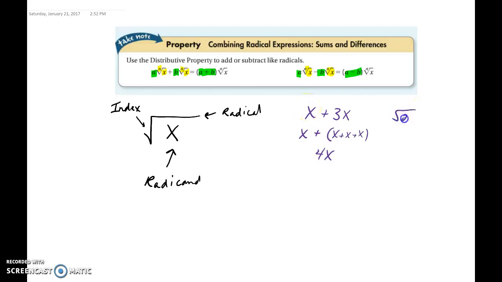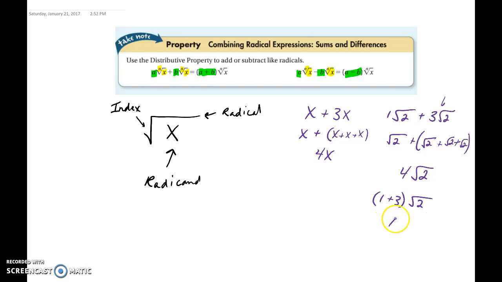Well, if I have the square root of 2 and I'm adding it with 3 times the square root of 2, this is telling me I have 3 of them. So it's the square root of 2 plus the square root of 2 plus the square root of 2 plus the square root of 2. So I have 1, 2, 3, 4 of them. So I have 4 square root of 2, or I could add the 1 plus the 3, and then times it by the square root of 2, and I get the answer. All right, so when it's a radical, everything has to be the same. The index and the radicand need to be identical.